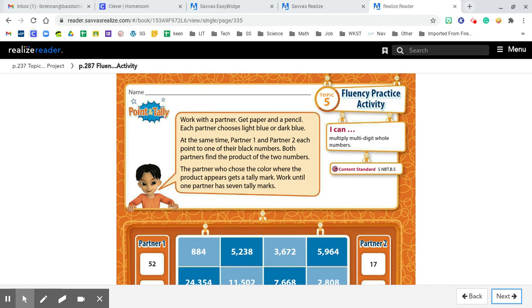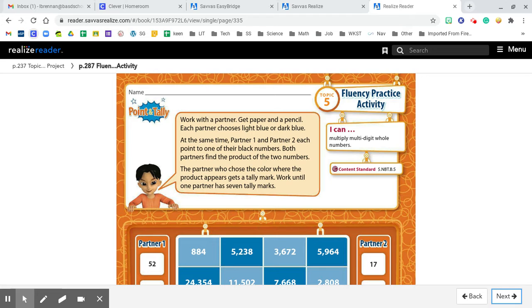All right, today we're starting our review of topic 5, and we're starting with fluency practice. This is an activity you do with a partner. You can do it with a family member. You can Zoom with a friend and do it, or you can just practice and do it by yourself. Work with a partner, get a pencil and paper.